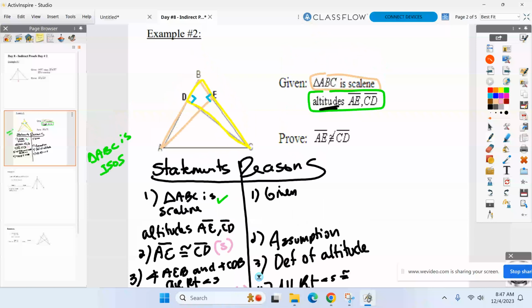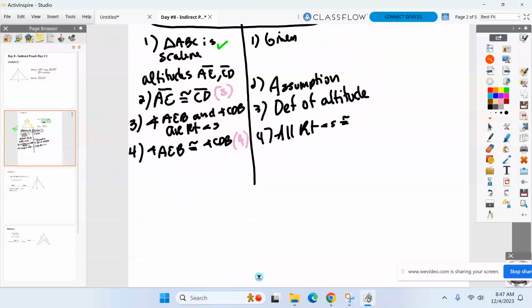You got it, Bryce? I think so. All right, go ahead. Angle B. Everyone take a look. Angle B. Shared in both. Little reflexive action. Good job, Bryson. Good job. Angle B congruent to itself. Reflexive.